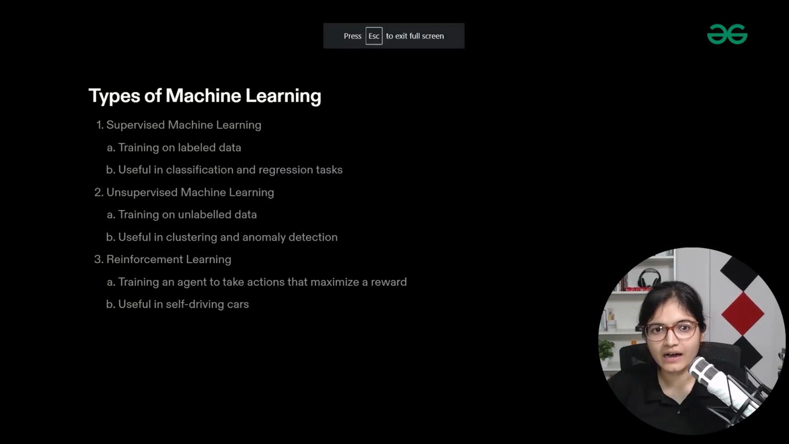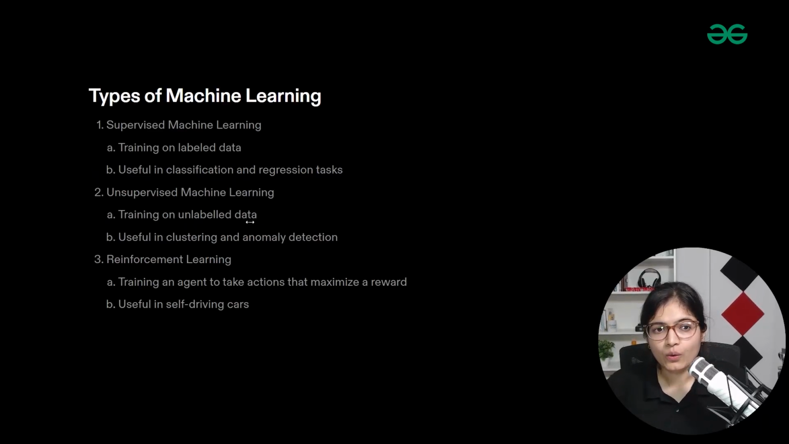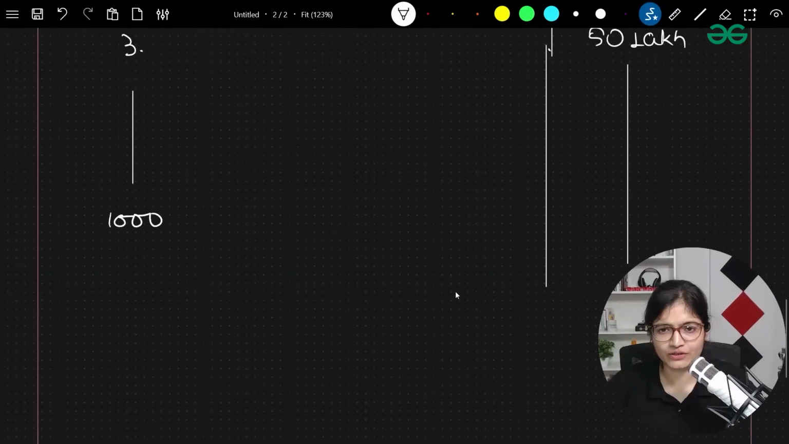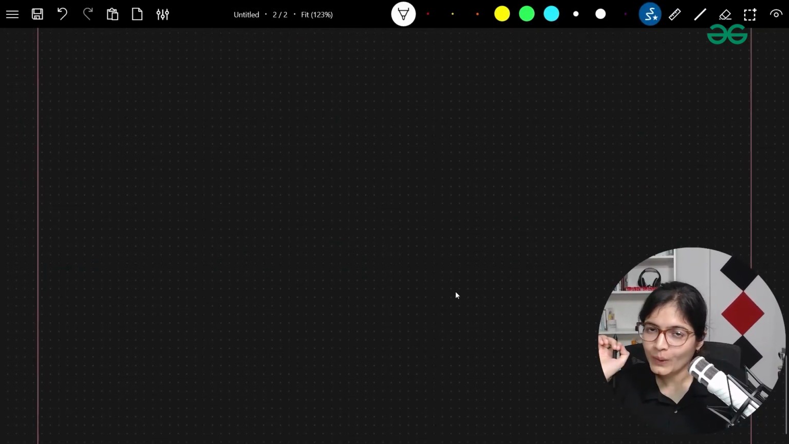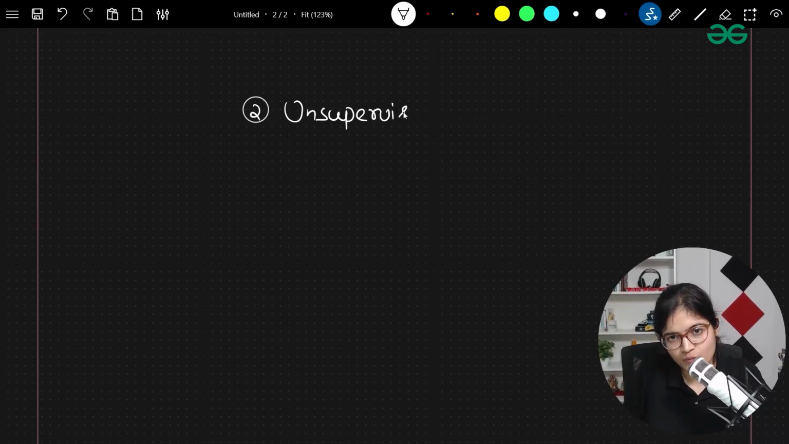So this is the important point that you have to understand. Make sense? Now let's talk about the second category that we have, which is unsupervised machine learning. So let's go back to the screen. Whenever I'm talking about unsupervised machine learning, this is the second category. So far I have talked about the first category. Now let's talk about the second category, which is unsupervised machine learning. What is this all about?